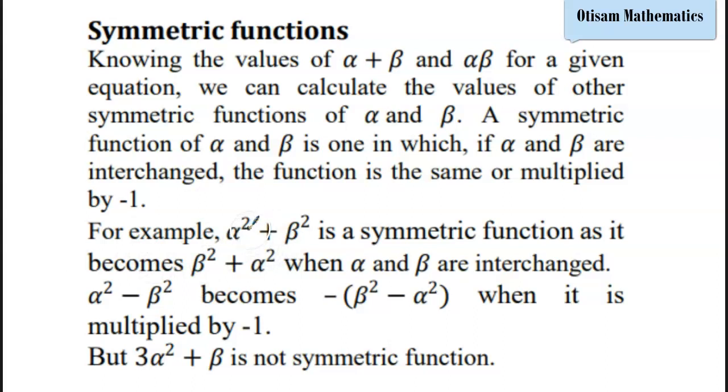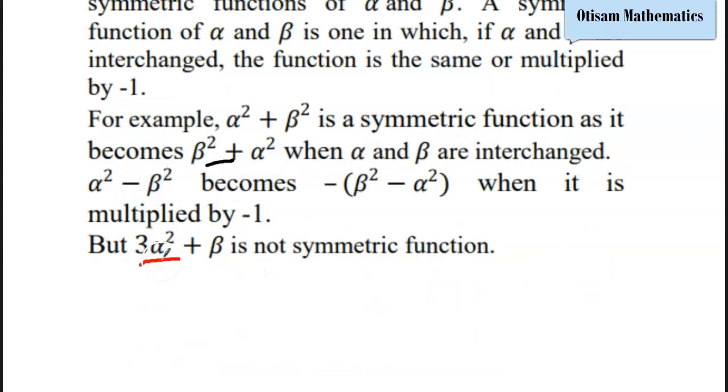For example, if you have alpha squared plus beta squared, when we interchange alpha and beta, we are going to get beta squared plus alpha squared, which is the same as alpha squared plus beta squared. Now, if you have alpha squared minus beta squared, and we multiply it by minus 1, we are going to get our function that is the same as alpha squared minus beta squared. So you look at this function, 3 alpha squared plus beta.